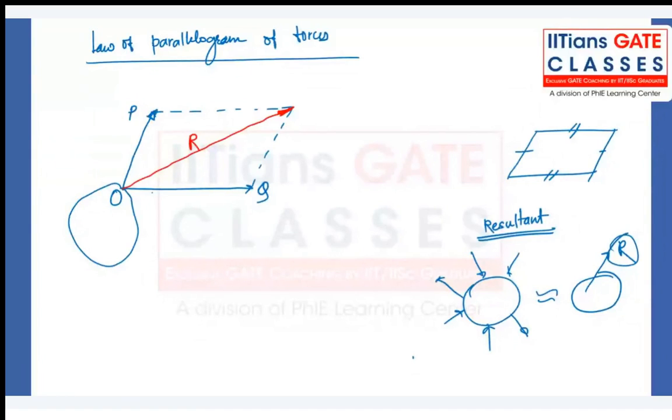And how will you calculate the R? Can anyone tell me? R will be equal to under root of P square plus Q square plus 2PQ cos of theta. Okay, where theta is the angle between the forces. So this is very important. The resultant is under root of P square plus Q square plus 2PQ cos of theta.